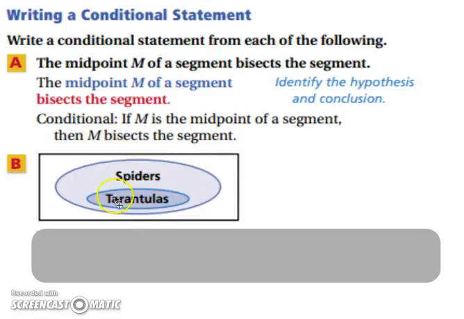Let's look at this Venn diagram. We have tarantulas and spiders. Are all spiders tarantulas? No. But all tarantulas are in fact spiders. So, if an animal is a tarantula, then it is a spider.